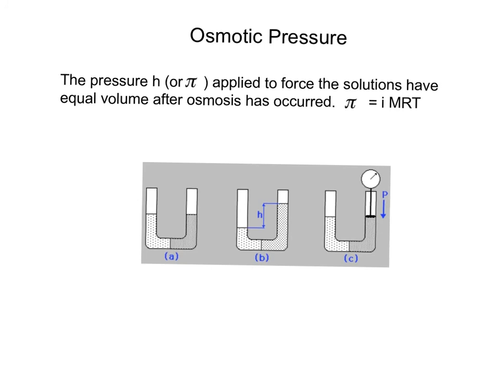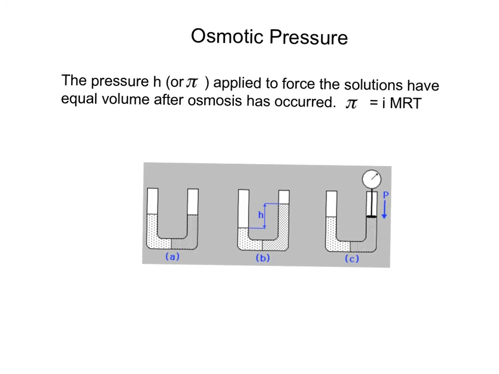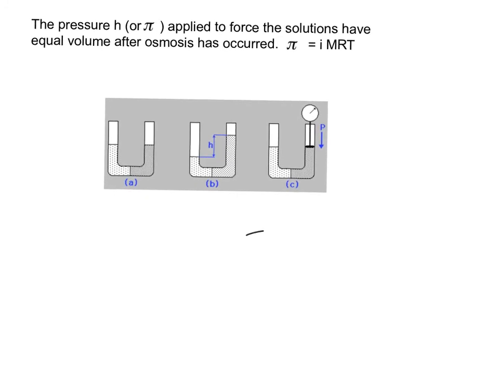So you have the osmotic pressure, the height that you measure, which we're going to call pi, the pressure applied to force the solutions to have equal volume after osmosis has occurred. And it's just like PV equals nRT. In this case, it's not written that way in particular, but you could say pi V is equal to nRT, and then you want to multiply it times i, because the osmotic pressure on the left here is proportional to the number of particles per molecule as well.